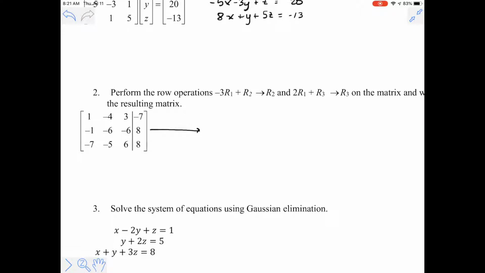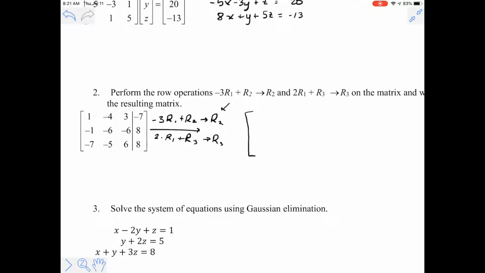Question 2 is from 6.1 that just wants to practice row operations. Since these row operations are affecting different rows, I'm going to go ahead and do them at the same time. So -3 times row 1 plus row 2 is going to become my new row 2, and then 2 times row 1 plus row 3 is going to become row 3.